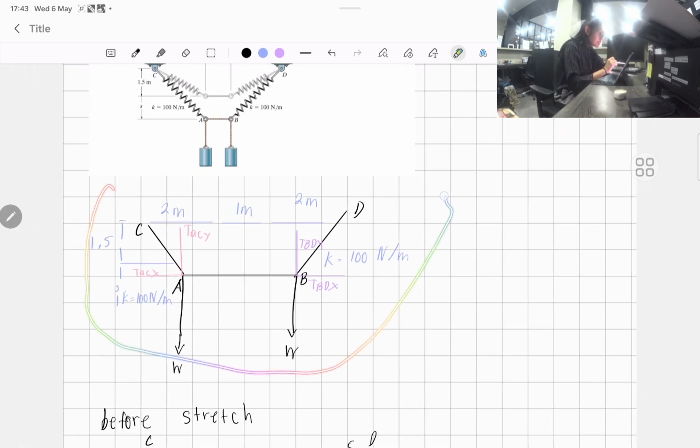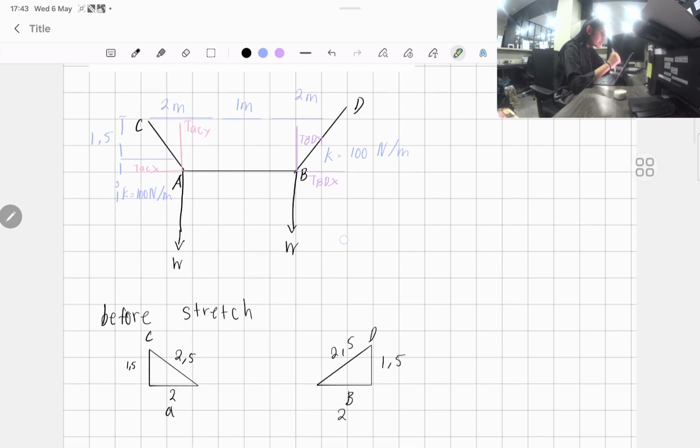I have already drawn the free body diagram. As you can see, there's a diagonal over here. So what we have to do first is straighten out that diagonal by drawing the X and Y graph. In this part it's TACY and this is TACX, because we are straightening the CA cord, the CA spring, first.